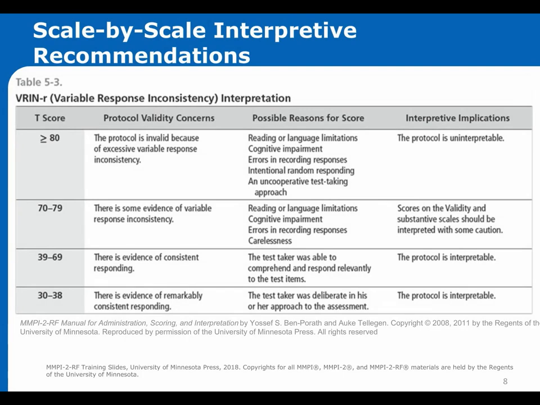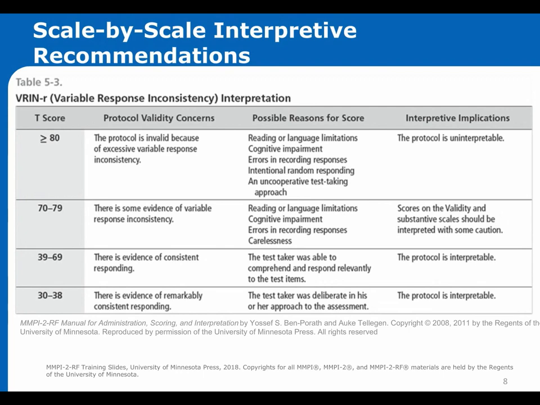All scales in the MMPI-2-RF interpretive manual have specific tables that outline their interpretive recommendations. Now, the way these tables are structured is slightly different depending on whether or not we're looking at a validity scale or a substantive scale. On this slide, we have an example of an interpretive table for a validity scale, and on the next slide, we'll look at one for a substantive scale.